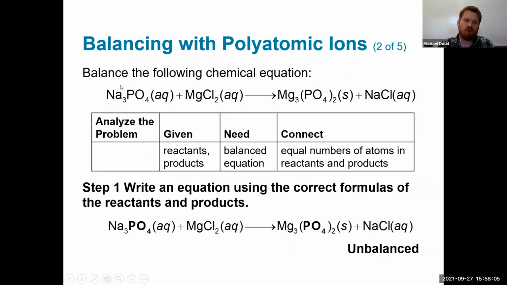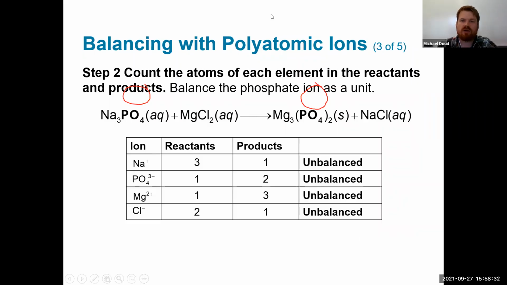How are we going to balance this? Well, sure, we could do sodium, phosphorus, oxygen, magnesium, and chlorine. We could balance it that way, but as it turns out, it's a little more complicated. Note here that the phosphate stays as a phosphate when it goes from the reactants to the products. It doesn't get split up, and that means we don't need to split up those ions either. So rather than doing each element, phosphorus and oxygen, separately, let's just keep it together as phosphate, PO4 with the 3- charge. Now we're going to balance it as a unit.